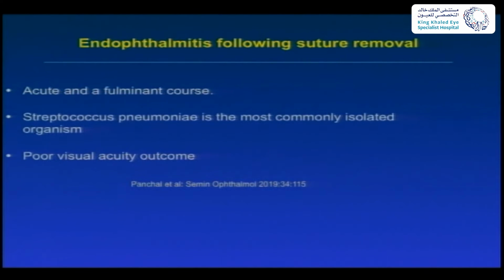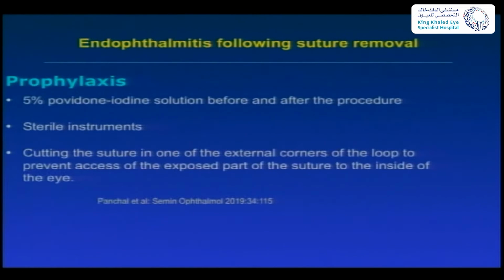I personally saw some cases, and based on this, we wrote a memo to all our colleagues about what they should do before they remove the suture. This is an acute and fulminant type of endophthalmitis, very aggressive. Streptococcus pneumoniae is the most isolated organism, with poor visual outcome.